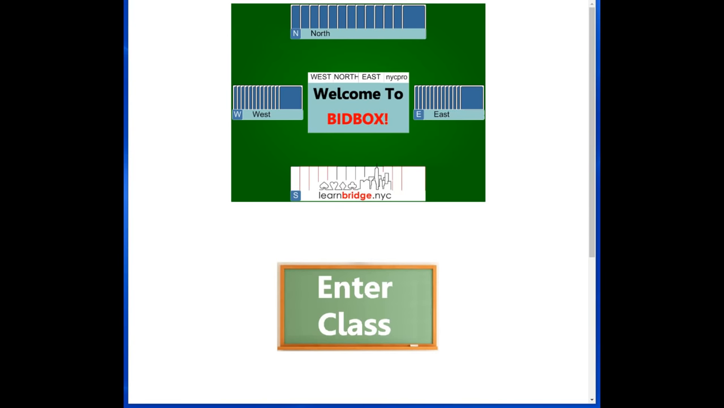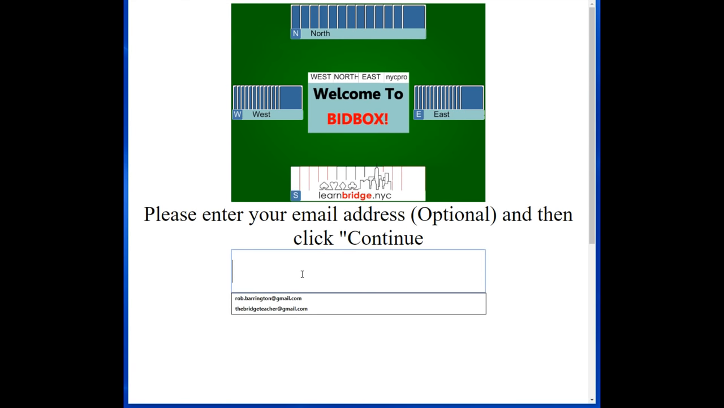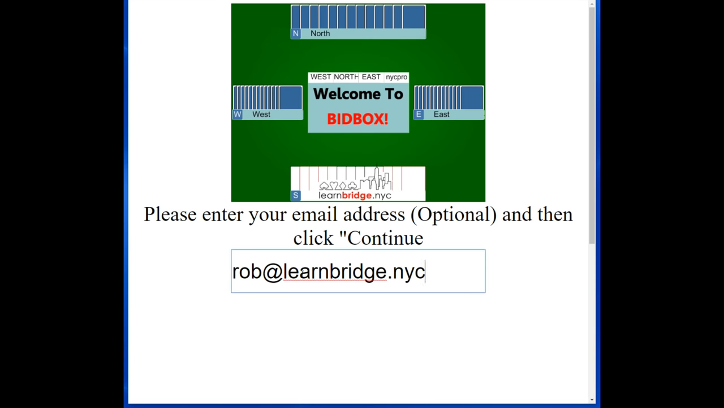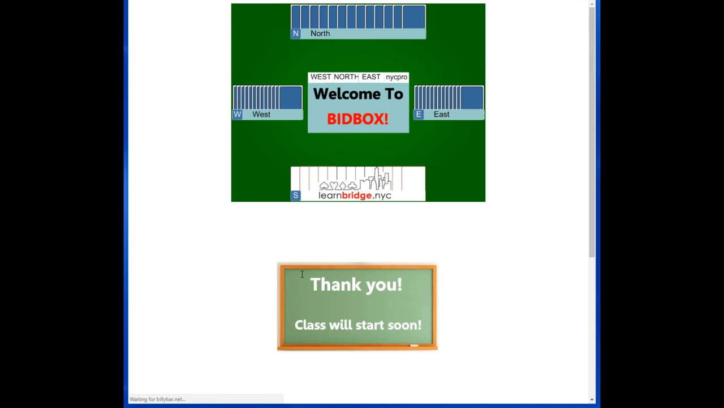Along with us. You can click enter class when you're ready. And what it will do is ask you for your email address. I'm going to put my email address here. And this is a new feature in Bidbox. Once I put my email address in, it's going to say, thank you, class will start soon. I have not started the class yet, so that's what you should see.